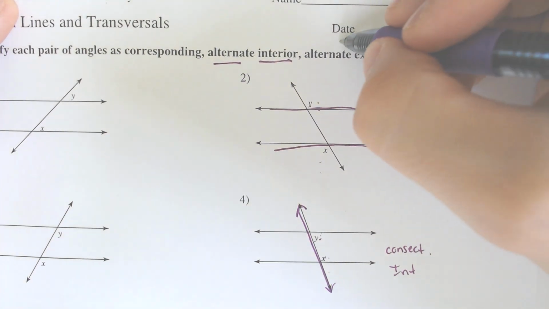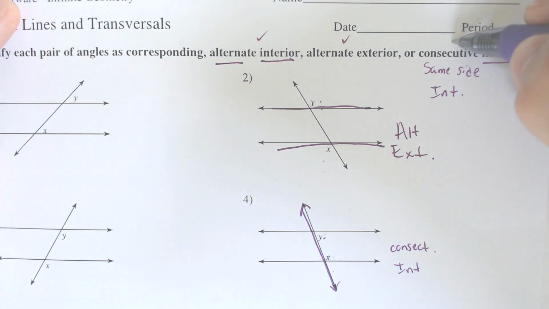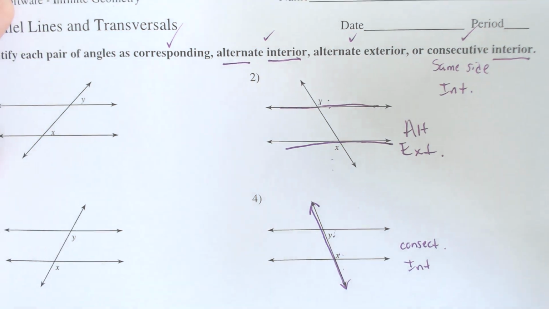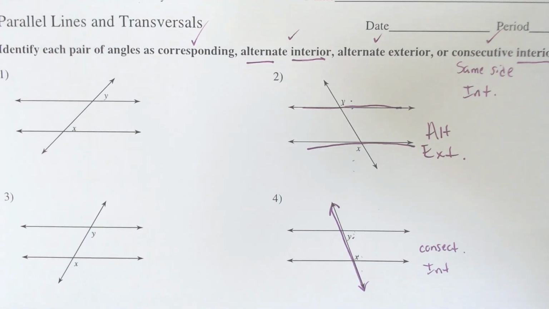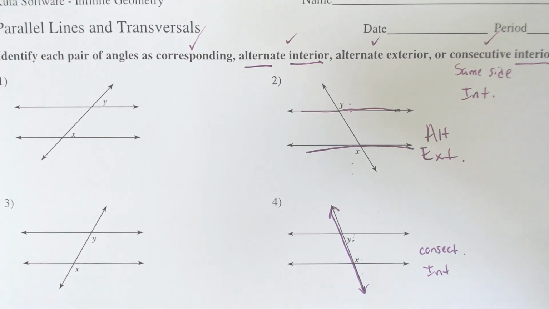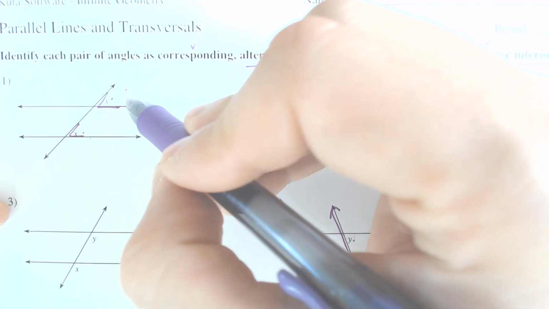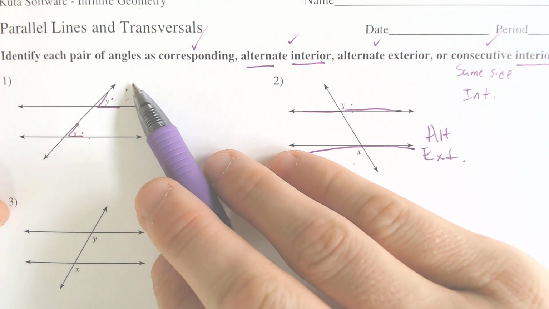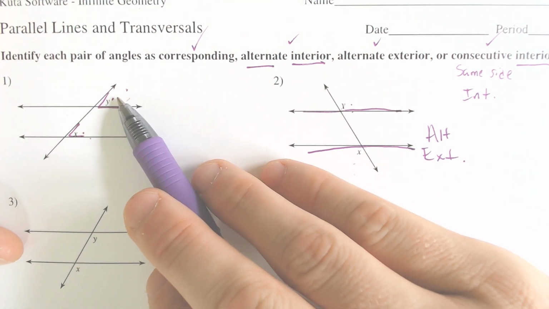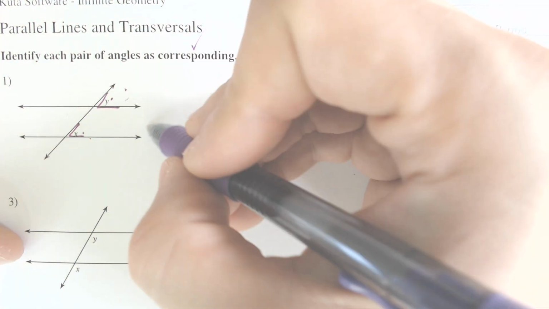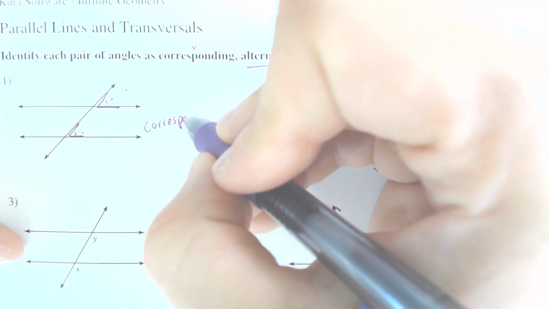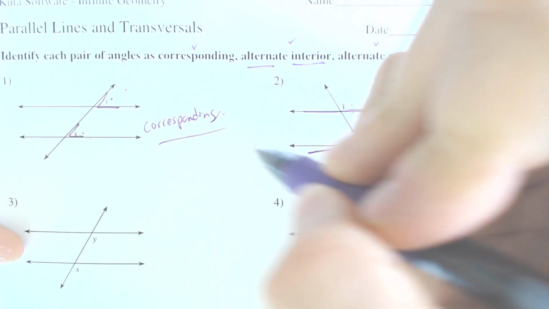Okay, so we've done alternate exterior. We've done the interior ones. The only one left is corresponding, and corresponding is different. It has one on the inside and one on the outside. And I like to think of the corresponding as they can just slide down and replace it or slide up. So see how this Y could slide down? That means that they are corresponding angles because they could slide down one on top of the other.